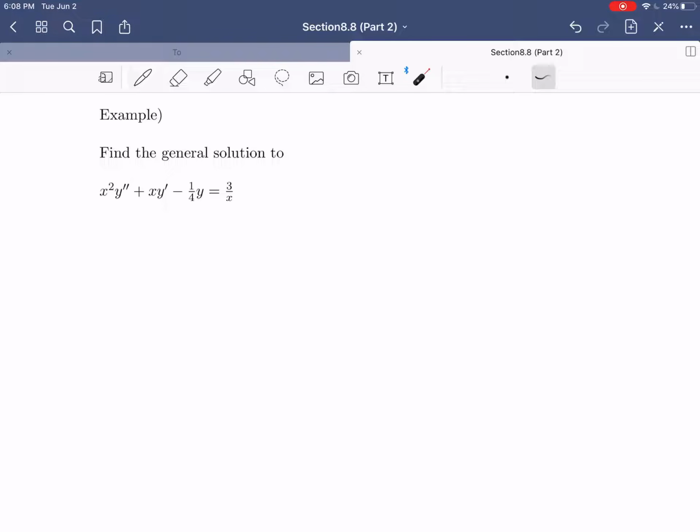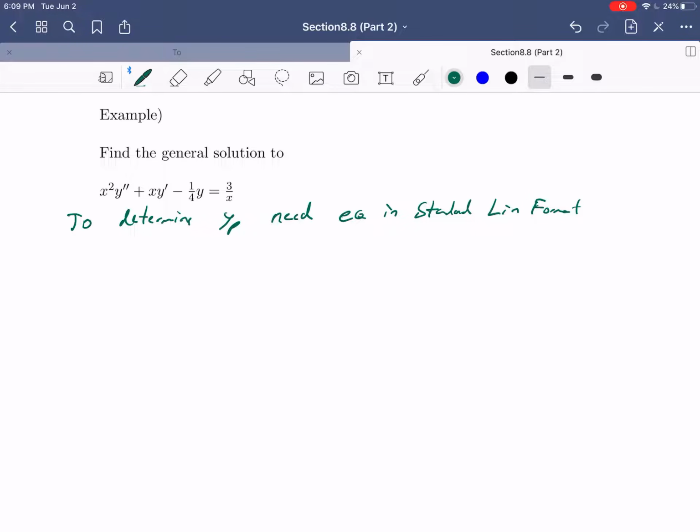What does standard linear format mean? Well, it means that we can't have anything in front of that y double prime. So to work on y particular, to determine y sub p, we need the equation in standard linear format. Doesn't matter if it's constant coefficient. It's not, but we definitely need it in standard linear format. So we're going to divide through by x squared, and we're going to have y double prime plus 1 over x y prime minus 1 over 4x squared y is 3 over x cubed. So definitely important to recognize that that's what we're going to be needing here.